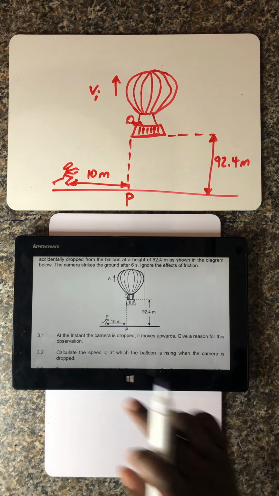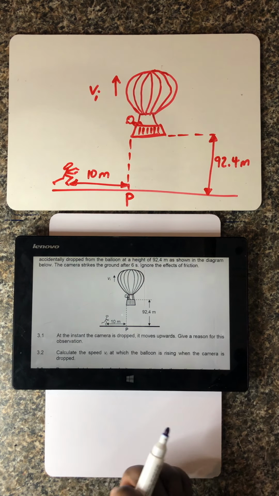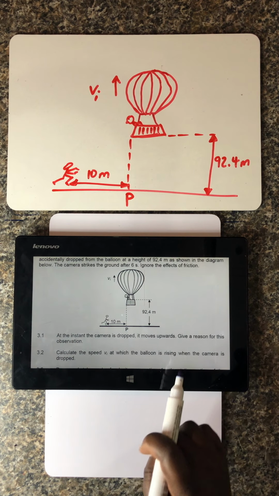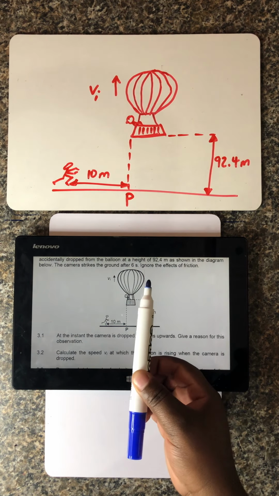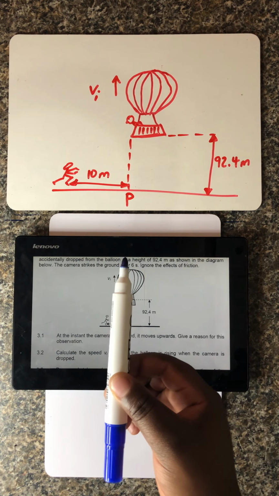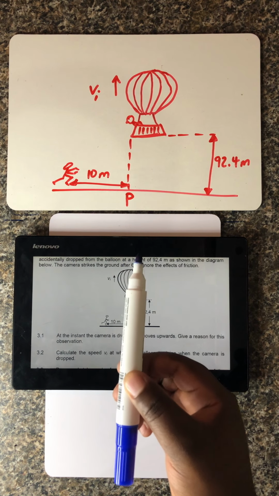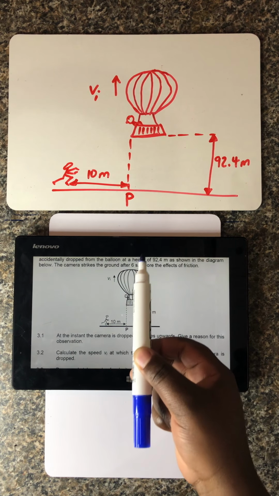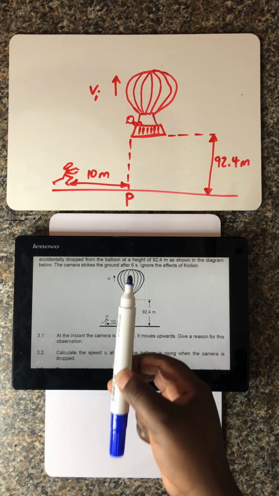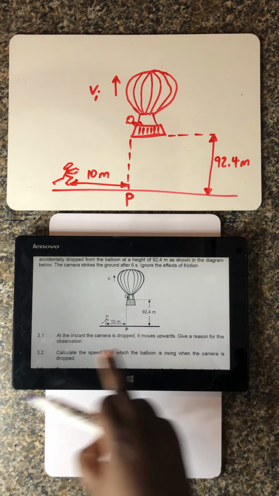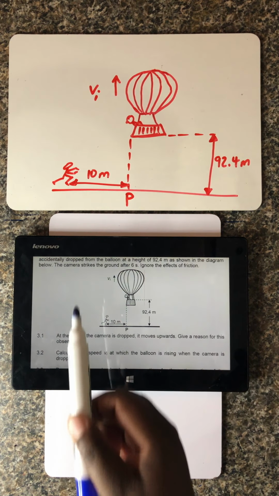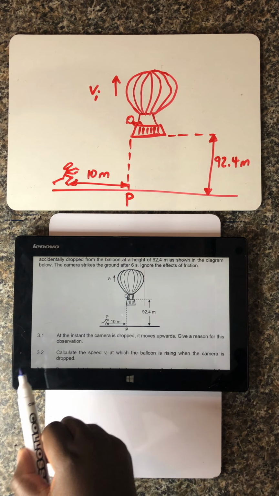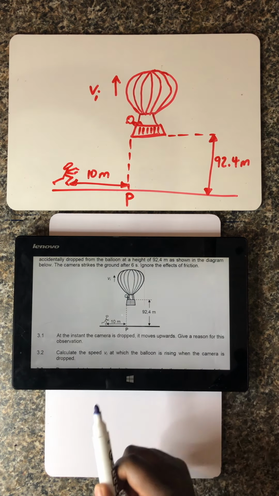So guys, the question says, at the instant the camera is dropped, it moves upwards. So that means, ladies and gentlemen, remember this balloon is moving upwards at a constant speed. Okay, very, very much important, ladies and gentlemen, a camera is accidentally dropped. Okay, so according to this statement of 3.1, it means the moment it's dropped, it doesn't straight away fall down. Okay, but instead it moves upwards.